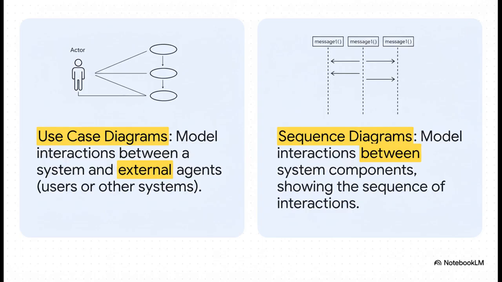So first up, we have use case diagrams. These show you what a user can do. They're all about the user's goals. Then we have sequence diagrams. These show you how the system actually does it. They dive deep into the step-by-step process.